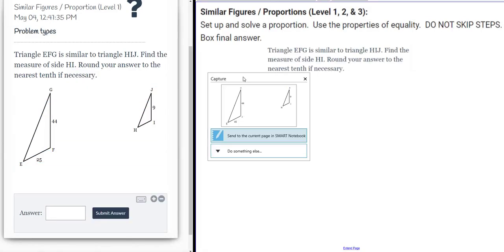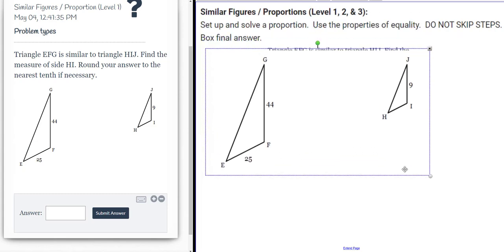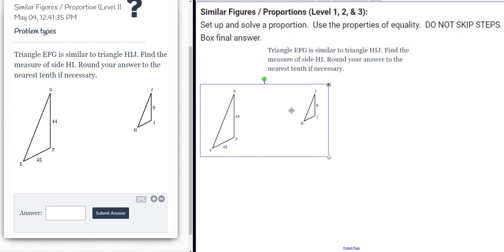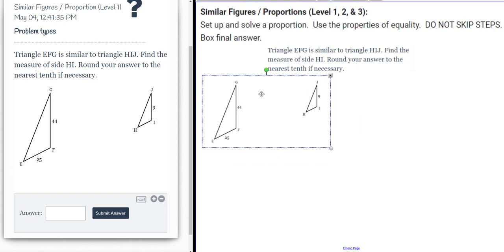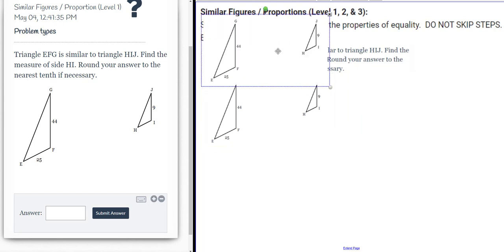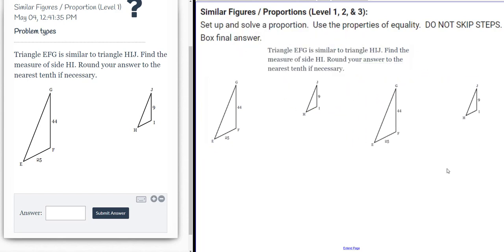So the first thing I'm going to do is go ahead and copy the triangles twice. You do not have to do this for your homework. The purpose in showing you is just to use a color coding system to show you that there's a lot of flexibility in how you set up your proportions.